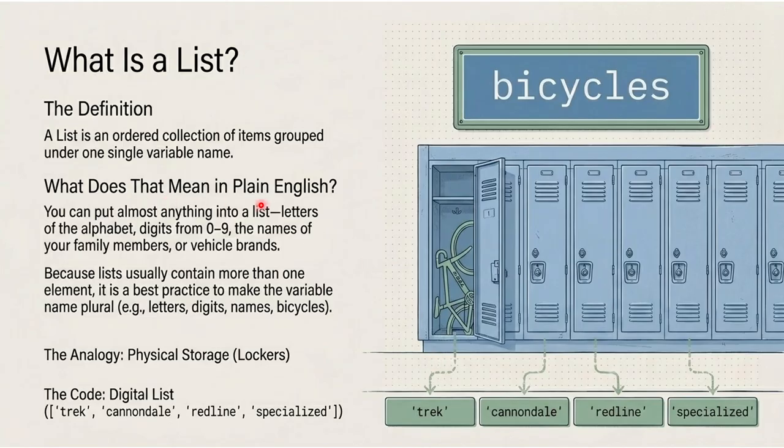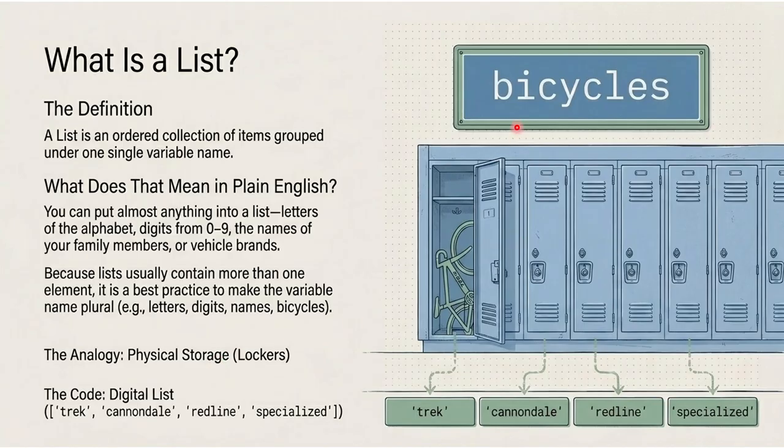So what does that mean in plain English? You can put anything into a list: letters of the alphabet, digits from 0 to 9, the names of your family members, or vehicle brands also. Because lists usually contain more than one item, it's best practice to make the variable name you are assigning to a list plural. So instead of saying letter, you call it letters. Instead of saying digit, you call it digits. So always use plural. How can you imagine this?